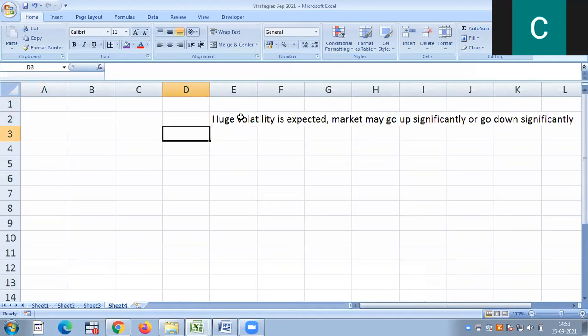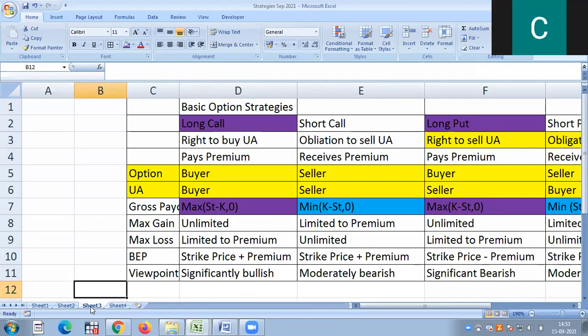Should I look at a call option? We have 4 strategies: long call, long put, short call, short put. Which strategy do I look at? Which strategy can I look at out of these 4? Or can I combine one or more strategies? It is not necessary that I should look at only a single strategy. I can combine long call, long put, or short call, short put, or long put, long call, something like that. A combination of options will take place.